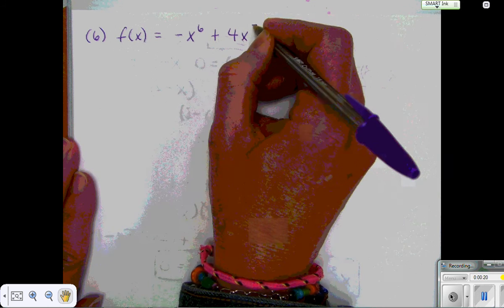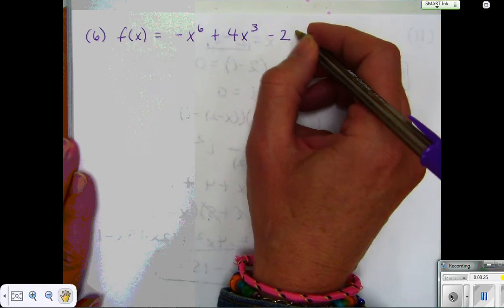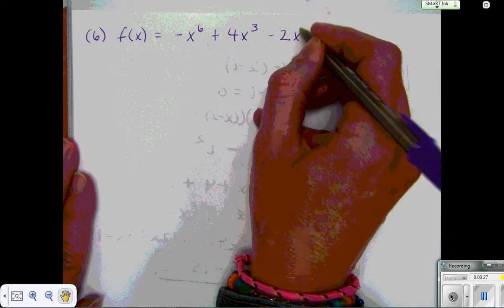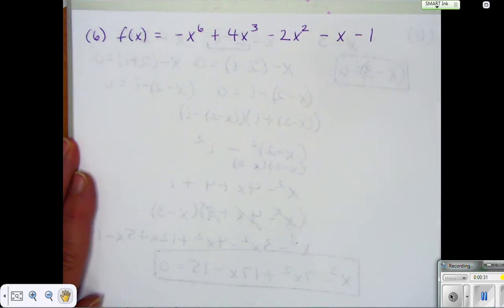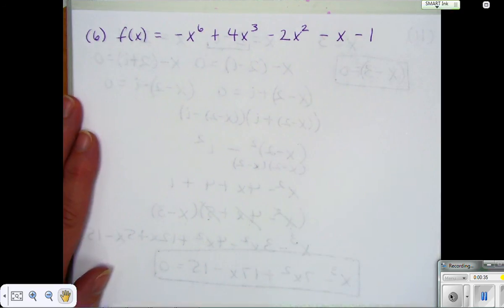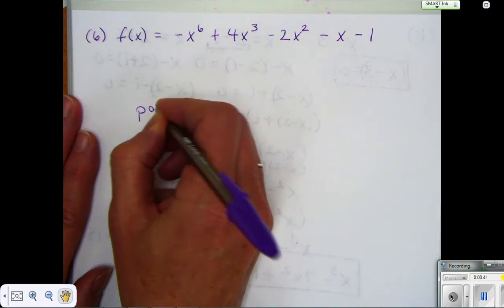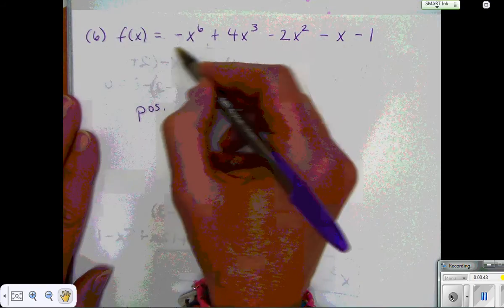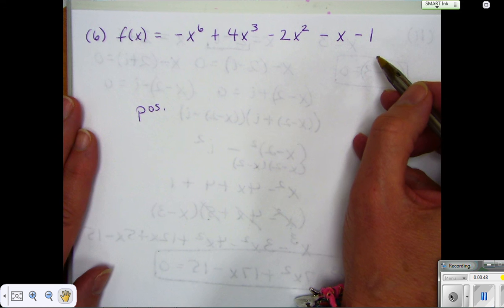Okay, so on number 6, the exponents skip from 6 to 3, but we don't have to worry about putting any zeros to hold the places. That's just in division. And I just need to make sure that it's in descending order, which this one is, so it's all good to go. So for my positive zeros, I'm just going to leave it the original polynomial. I'm not changing anything. I'm just counting the sign changes.